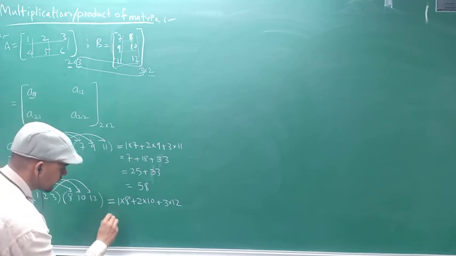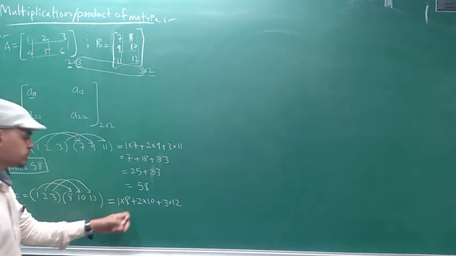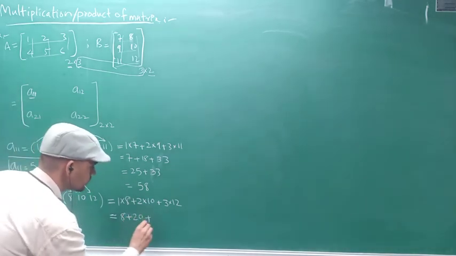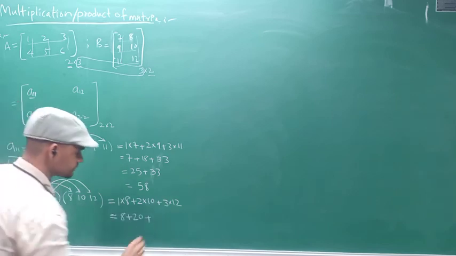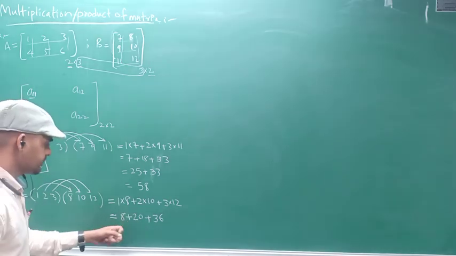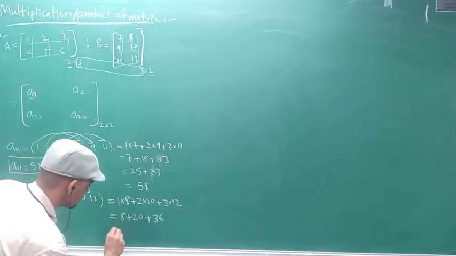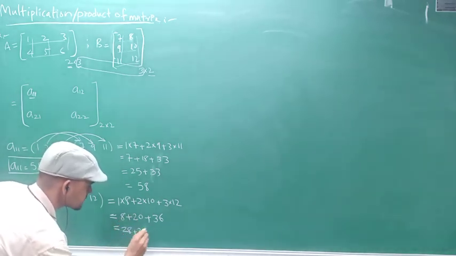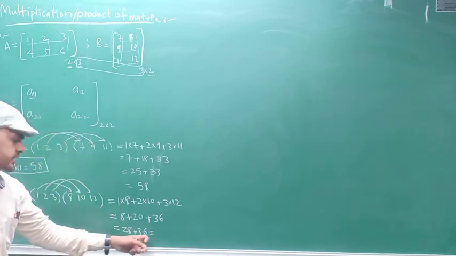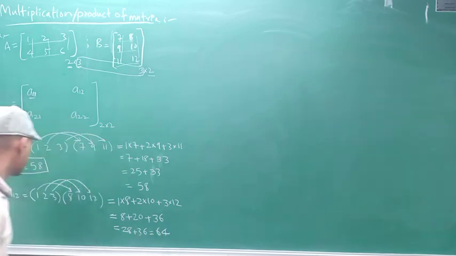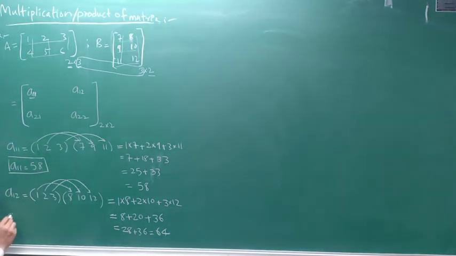Okay, now 8 ones are 8, 2 tens are 20, 3 12s are 36. Now add them. 8 plus 20 is 28, plus 36 is 64. So we got the element A12, that is 64.